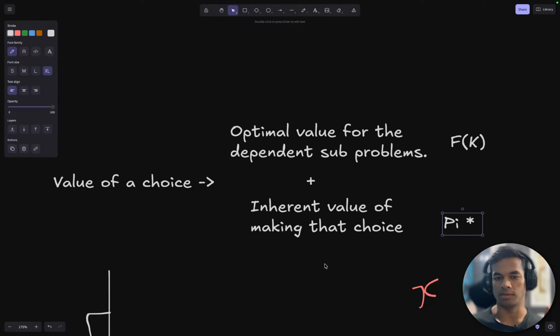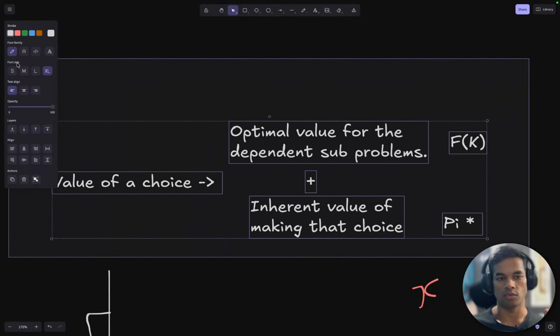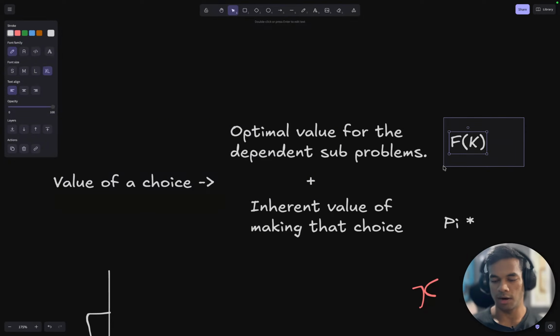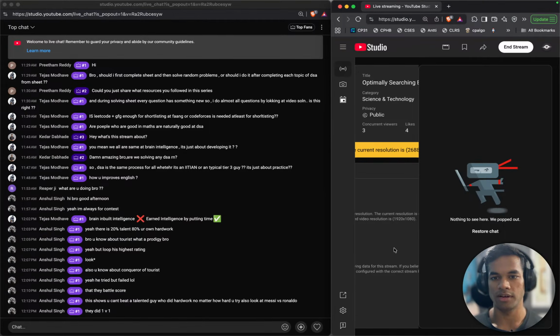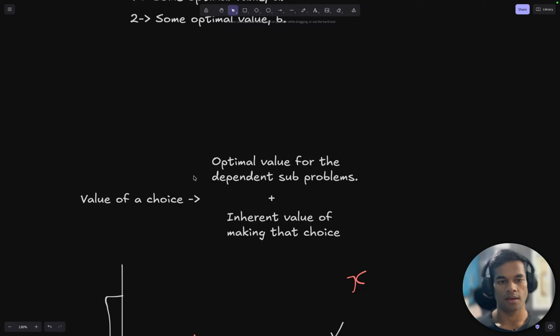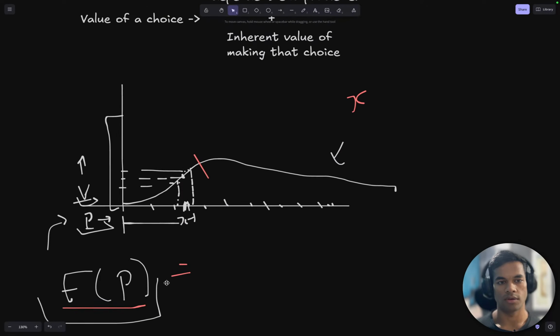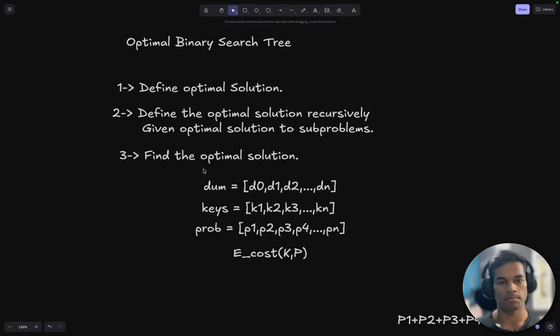I messed up in the way that I was calculating the value for a choice. So we have to patch that up. I messed up a little bit. So value of a choice would be expected value. Yep, like that.